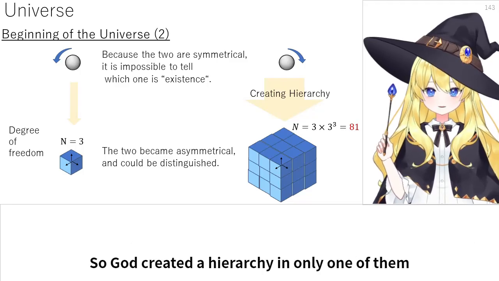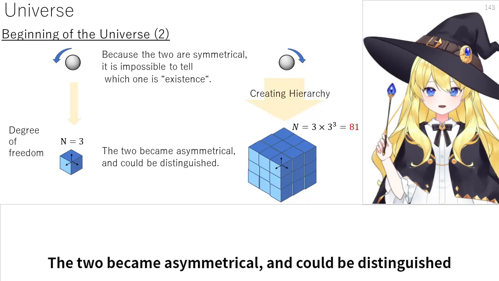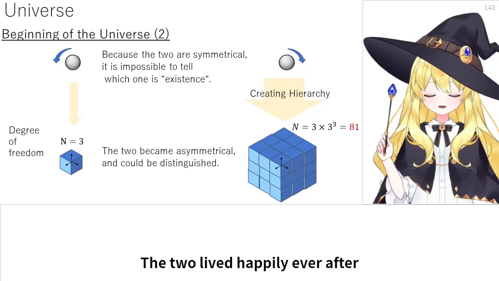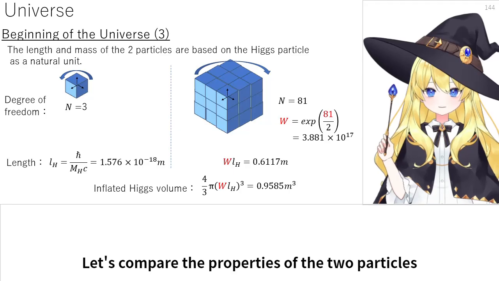So God created a hierarchy in only one of them. The two became asymmetrical, and could be distinguished. The two lived happily ever after. Let's compare the properties of the two particles.